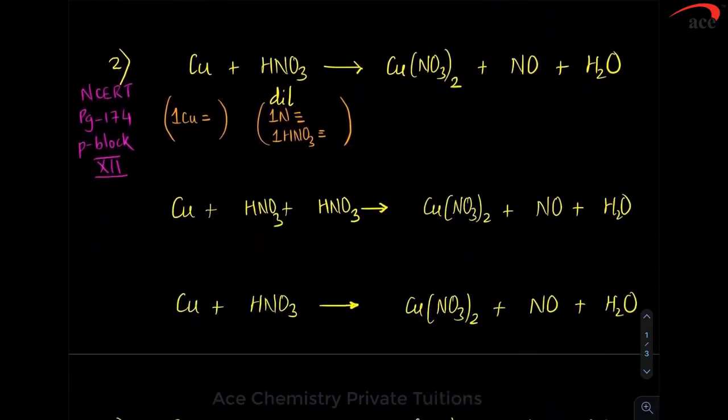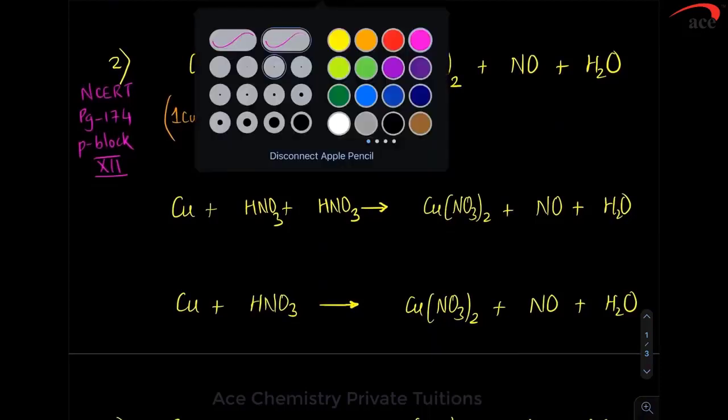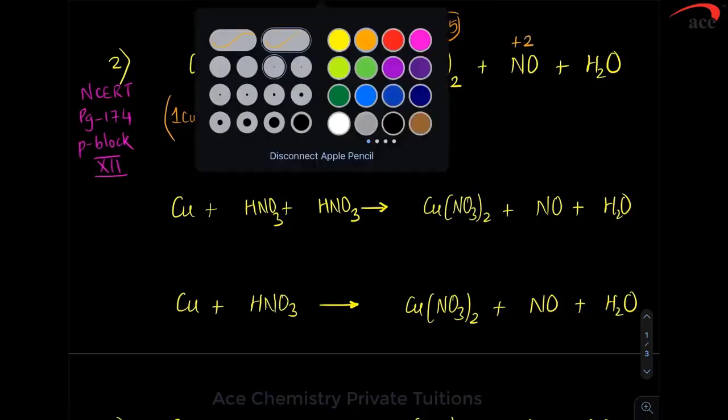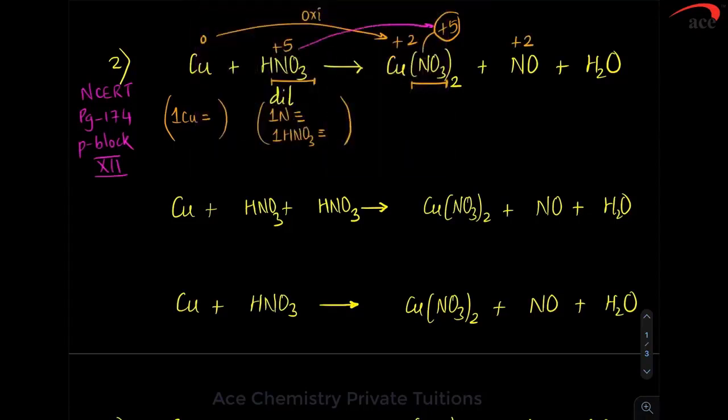Second example, copper with nitric acid. If you see copper, you'll know copper has an oxidation state of 0 and copper is going to +2. That means copper is getting oxidized. In nitric acid, nitrogen is +5. In this case also nitrogen is +5. Remember why? Because both of them are nitrate ions only. In a nitrate ion, nitrogen's oxidation state will remain the same. In this case, nitrogen is +2. So what you are able to see is that nitrogen, in one case, its oxidation state remains the same.